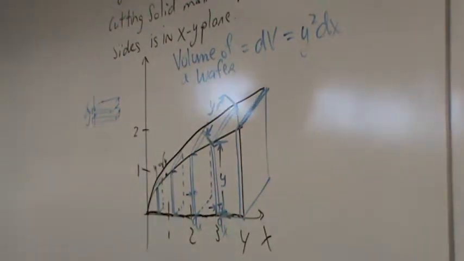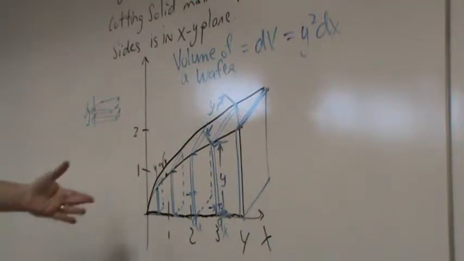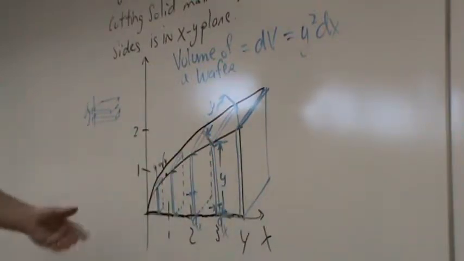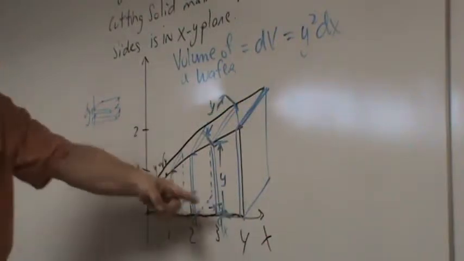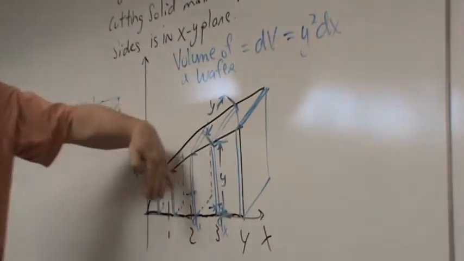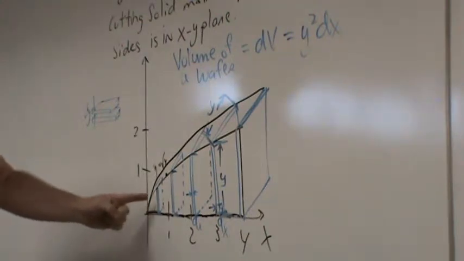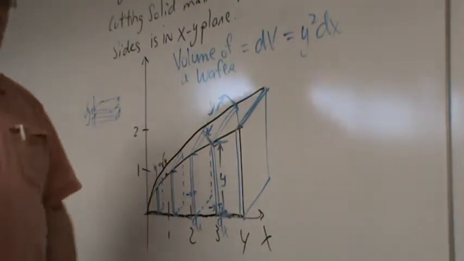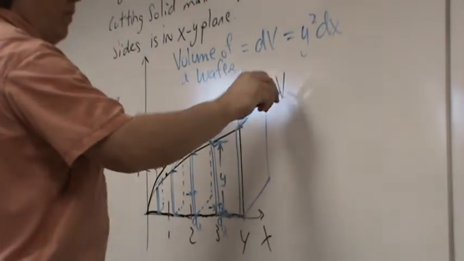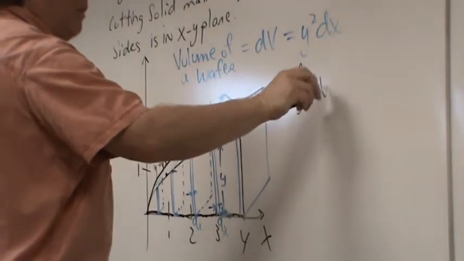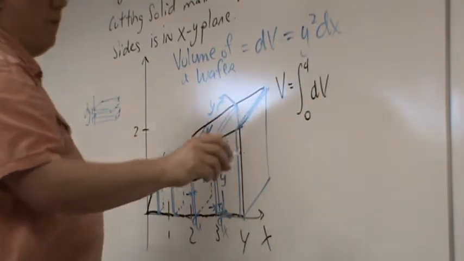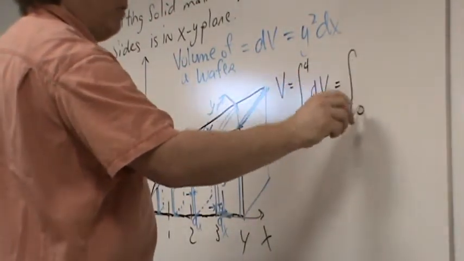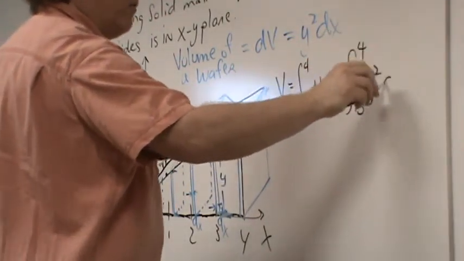Now that I know the volume of the wafer, I can go ahead and add up all my wafers. I'm going to add up wafers from there to there, right? All my wafers are arranged vertically like this, so I've got to add up that wafer to that wafer, etc. So I'm going to be integrating from 0 to 4. So the volume, which is the integral of dV from 0 to 4, is going to be the integral from 0 to 4 of y squared dx.